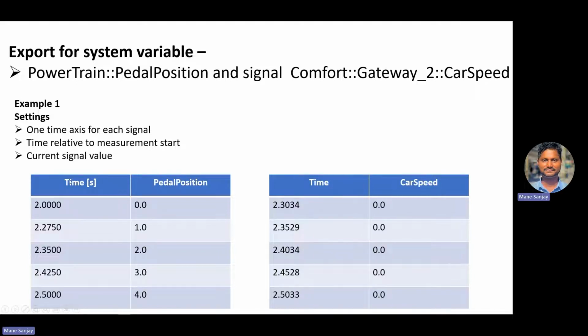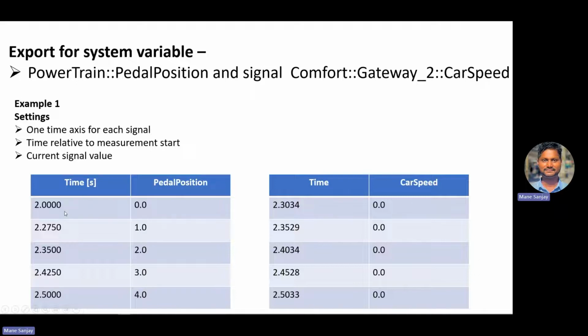If I'm using the mat files, I would have two mat files, or if I am using the CSV file, then probably I would have two columns, again two columns, that means four columns. So one time axis for each signal. This is one signal and this is another signal.